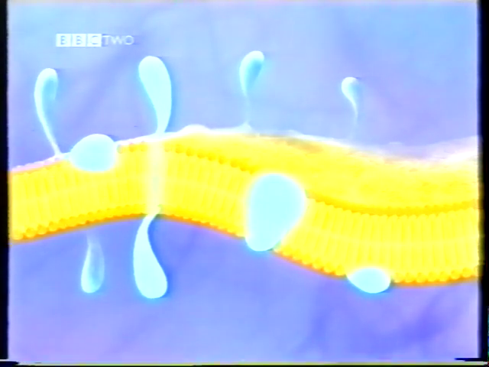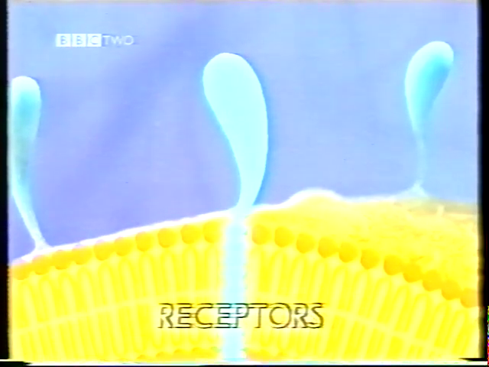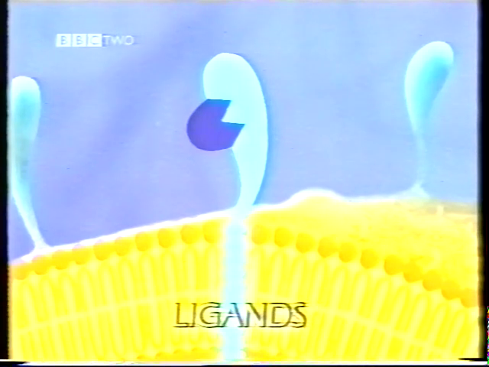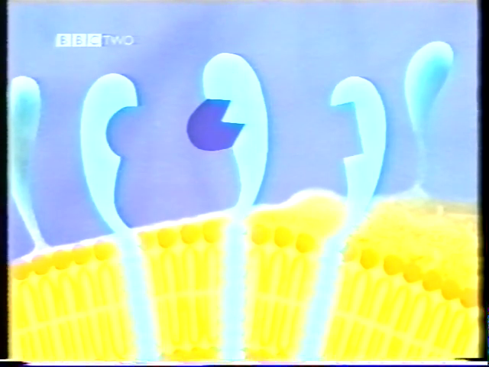But how does the cell get the right particles in and exclude all others? For that matter, how do the right particles get into the pit in the membrane in the first place? This again is a question of specificity. And once again, specificity means proteins. In this case, proteins known as receptors. Receptors have binding sites that recognize specific substances in the cell's environment called ligands. Ligands can be hormones or growth factors, for example. There are different receptors for different ligands, and many thousands of receptors of each type.